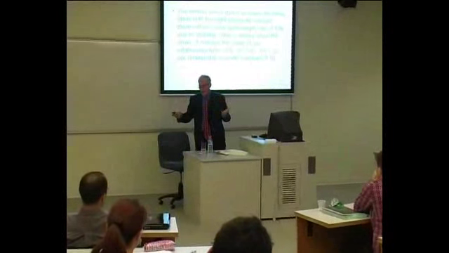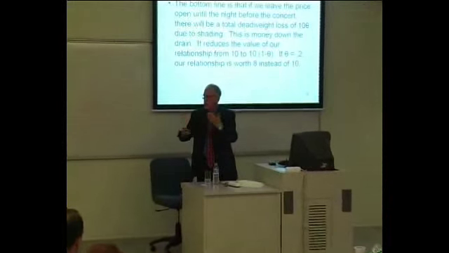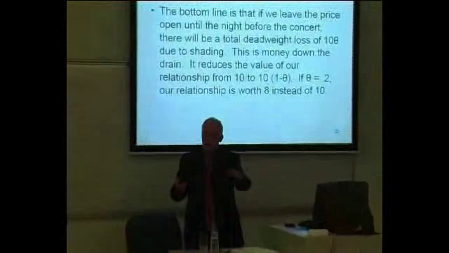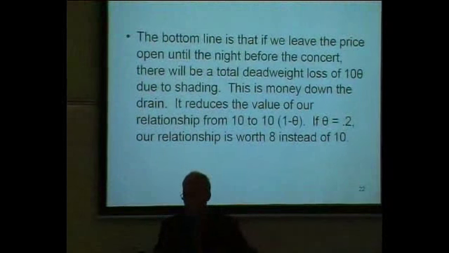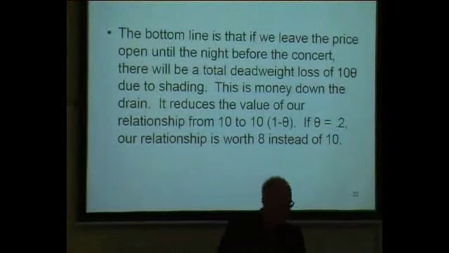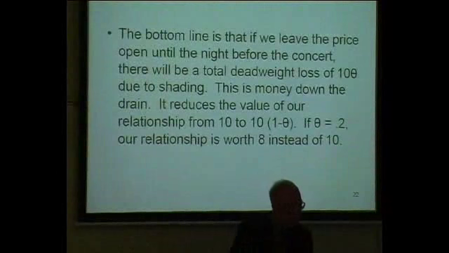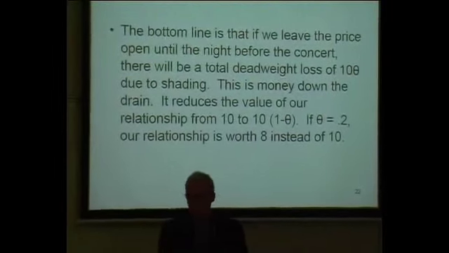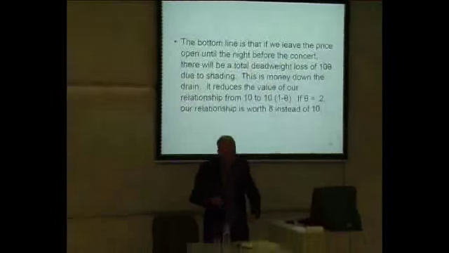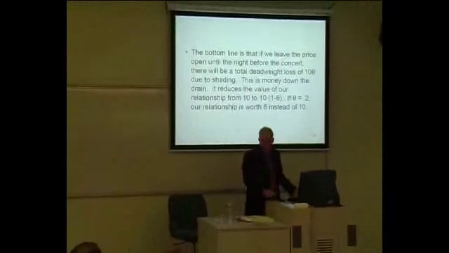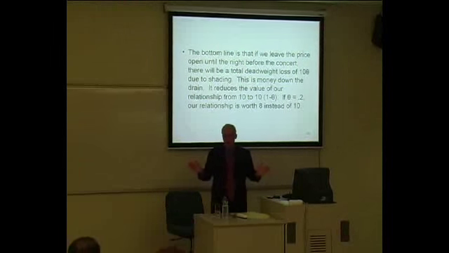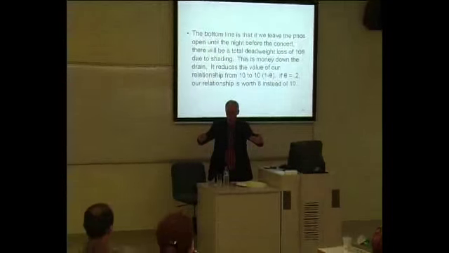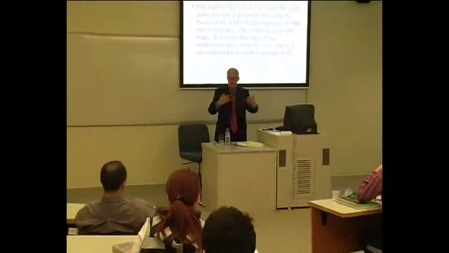Remember, where does the 10 come from? It's 20 minus 10. Sorry, there are 2 10s there. The surplus from the transaction, which is the way economists measure the value of transactions, my value minus your cost, is 10. So in an ideal world, we would be getting 10 from this. But because we're punishing each other, because we feel aggrieved, 20% of that is lost down the drain, and we end up with 8 instead of 10.